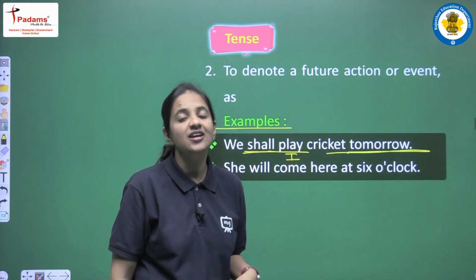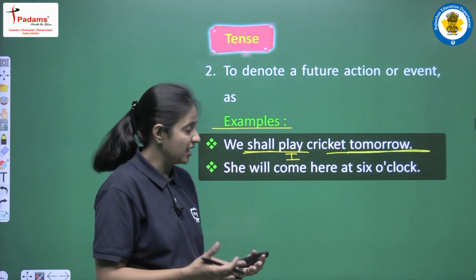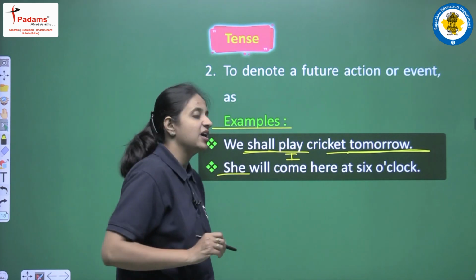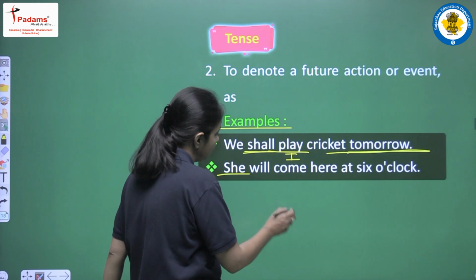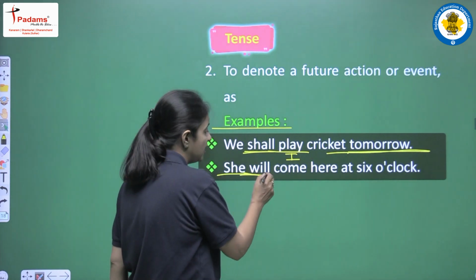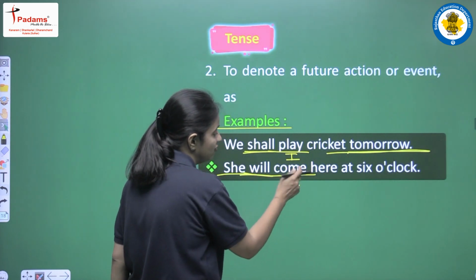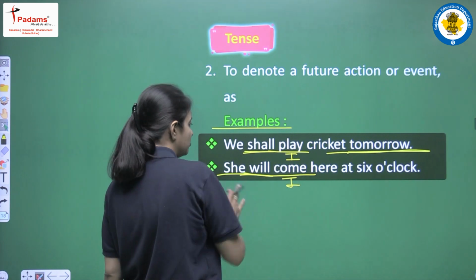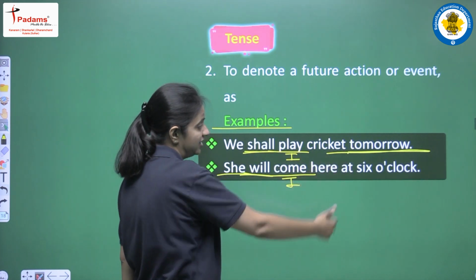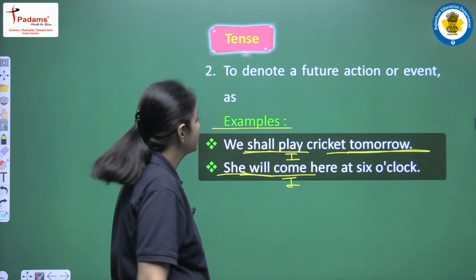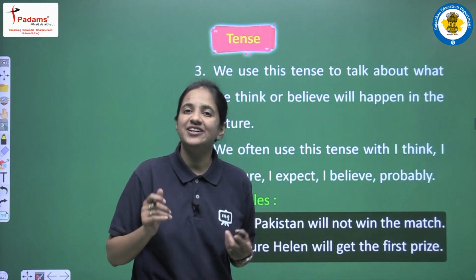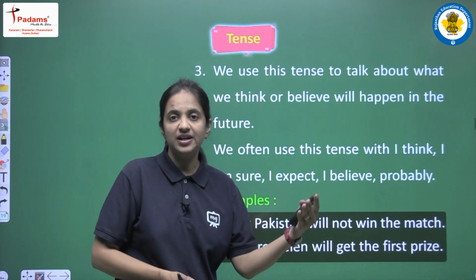So here again we are talking about the future time, and as a helping verb we are having she, and this is the reason we are writing will with she, and we are writing the first form of the main verb, that is come, and the sentence will be: she will come here at 6 o'clock. Next we are having the third use of future simple tense.